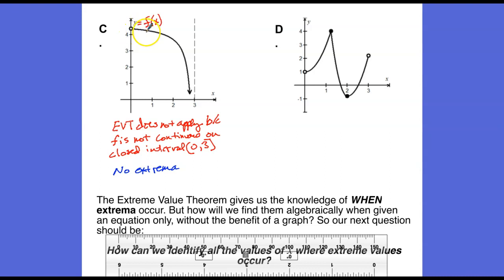Well, what about absolute minimum? Well, the function is unbounded as x approaches 3, and so it goes to negative infinity. Again, there's no minimum value.